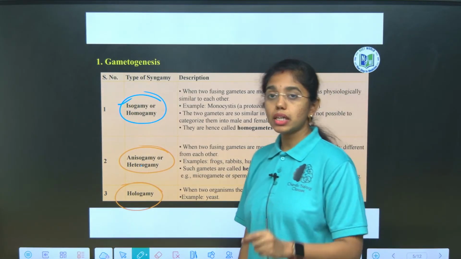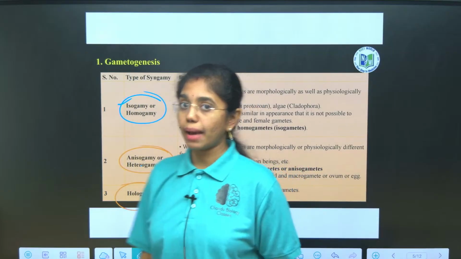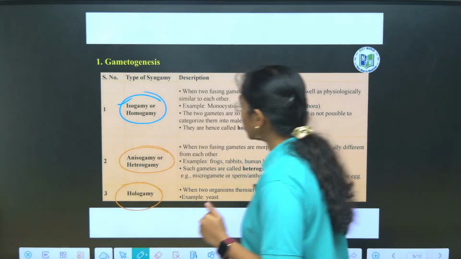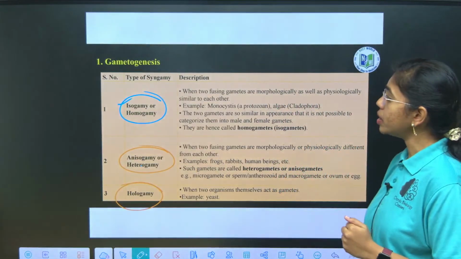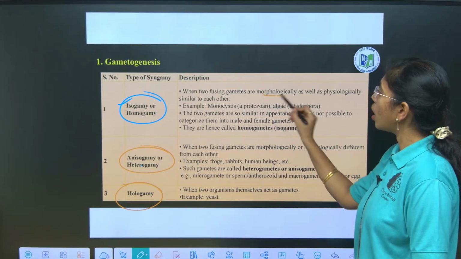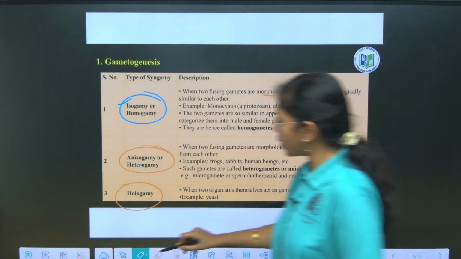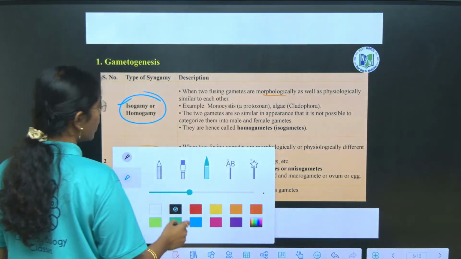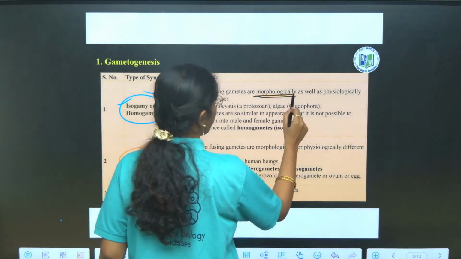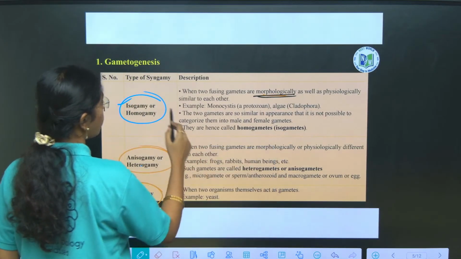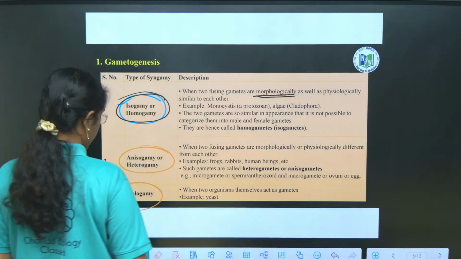Hologamy is the term used when a motile male gamete is fused with a non-motile female gamete. Here you see the clear description. First is isogamy or homogamy. When two fusing gametes are morphologically as well as physiologically similar, then that type of gamete fusion is called as what? Isogamy.